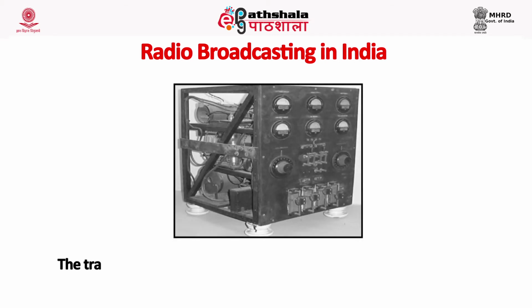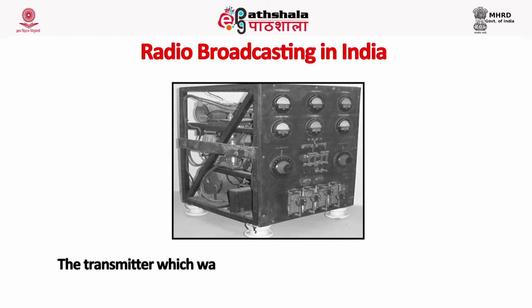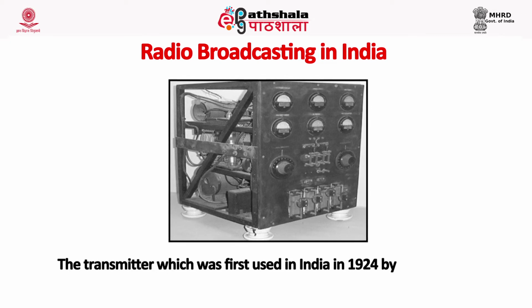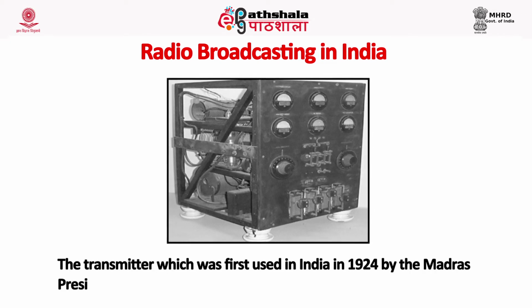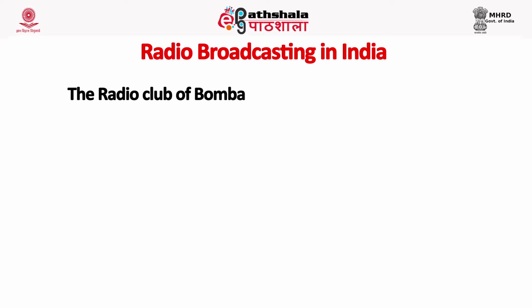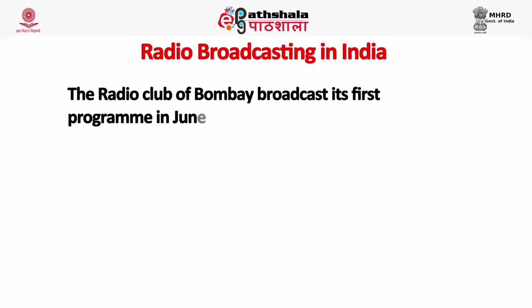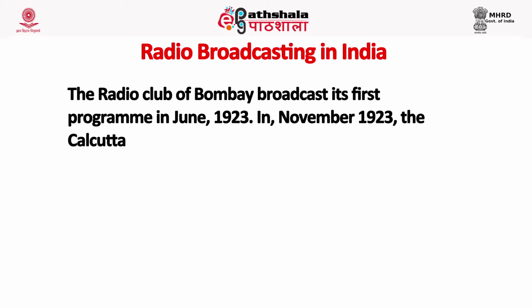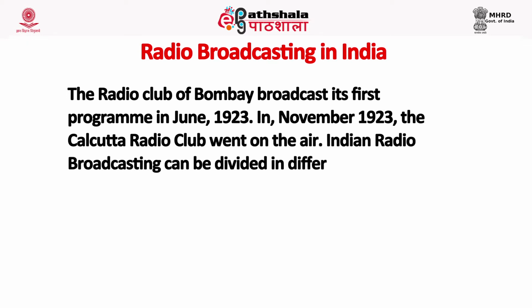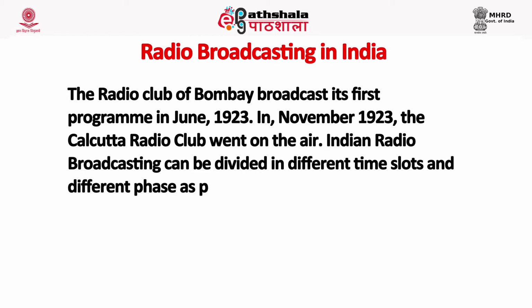You can see a photograph of a small transmitter, which was first used in India in 1924 by the Madras Presidency Radio Club, and this is how the amateur radio clubs came and started broadcasting in India. The Radio Club of Mumbai broadcast its first program in June 1923. In November 1923, the Calcutta Radio Club went on the air. Indian radio broadcasting can be divided into different time slots and phases as per progress and development.